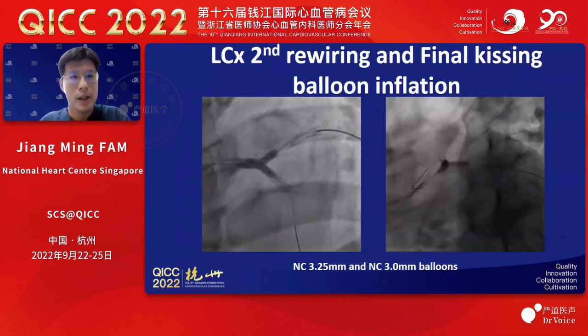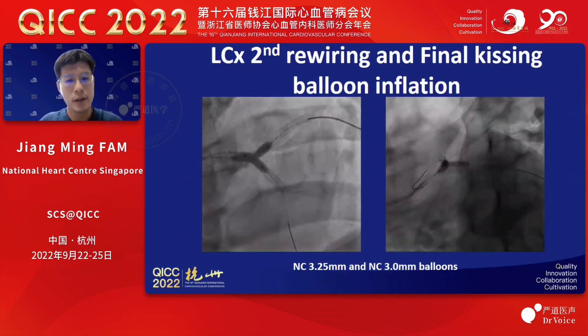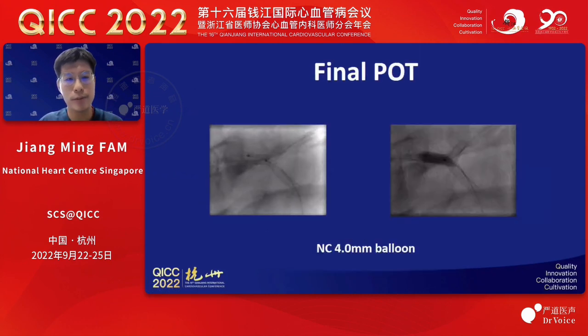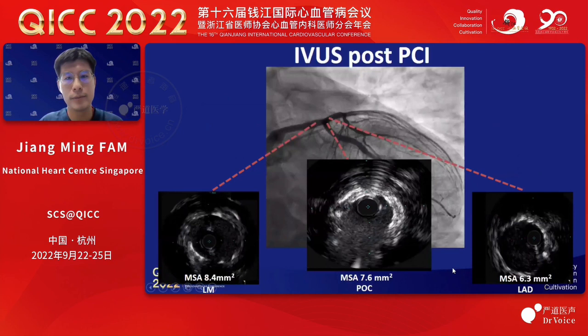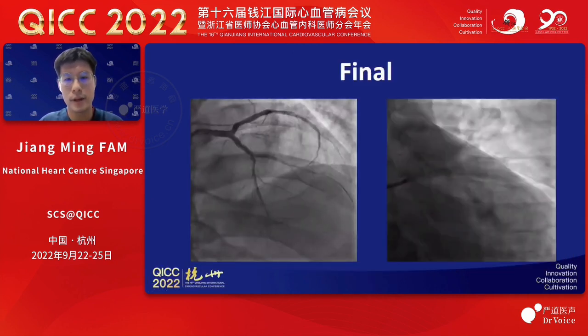And then we did a second rewiring of the circumflex and a final kissing balloon inflation with 3.25 mm balloons and NC trio balloons in both side branches. And we end with the final POT with a 4 NC balloon. And just the final IVUS images and the results as well.